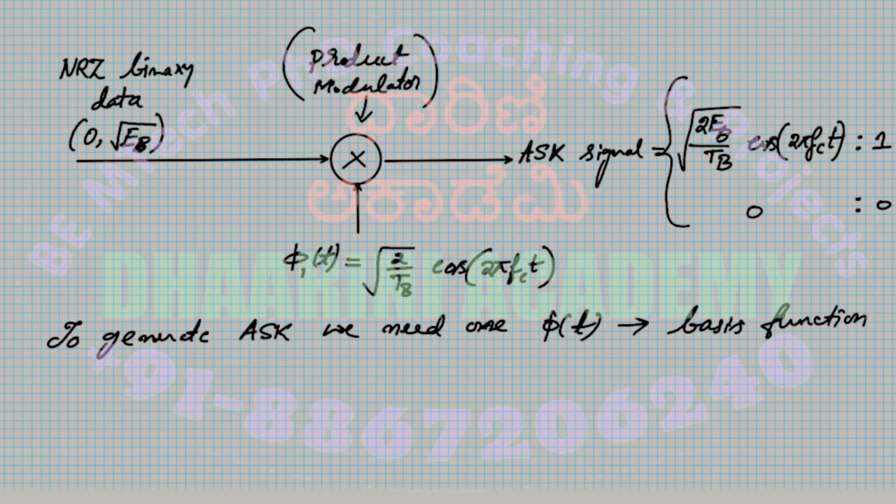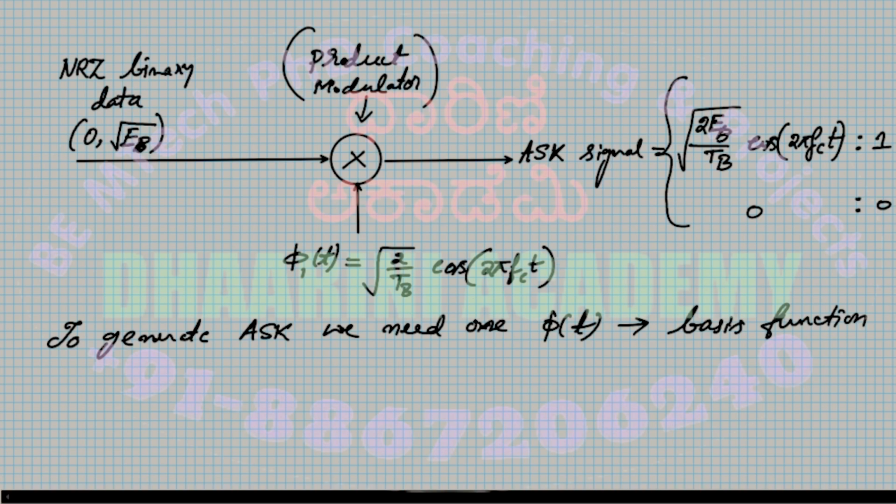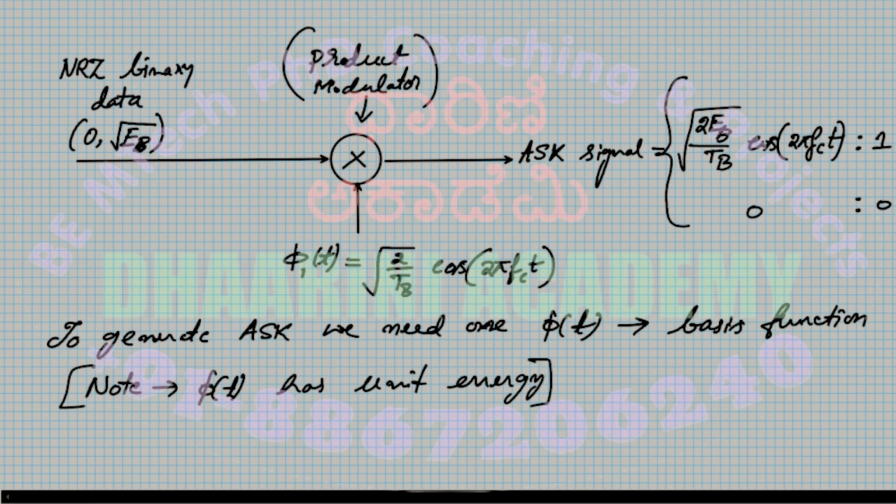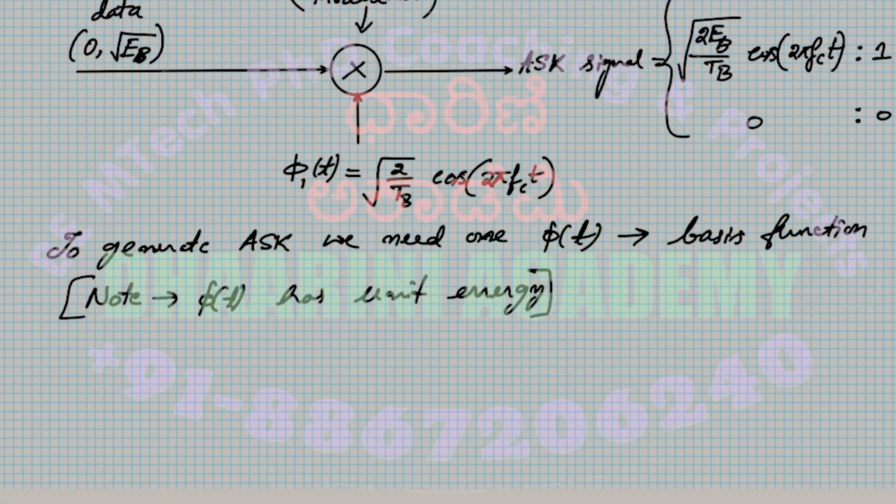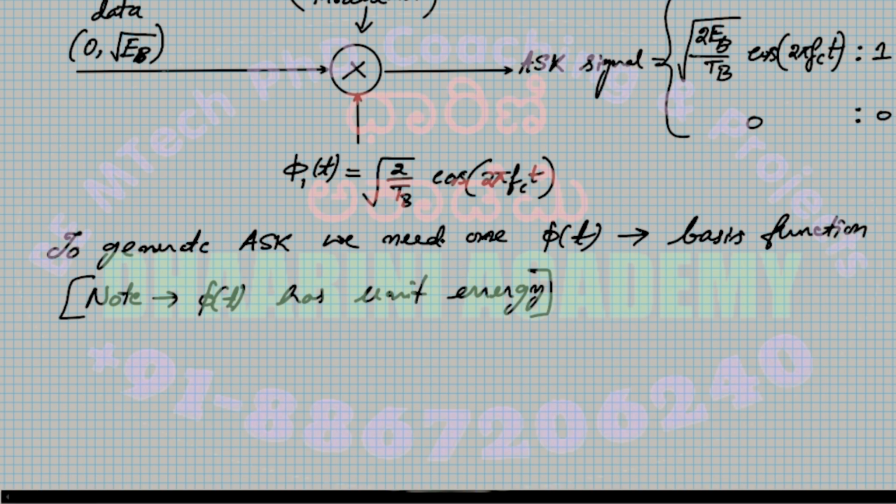There is another very important property for this phi of t: it has unit energy. When you calculate the energy of this signal, it comes as 1. This is just a note; we don't have to write it in any of the answers. All the phi of t have unit energy. Why you try to keep it unity, we'll come to know later, I'll justify it.